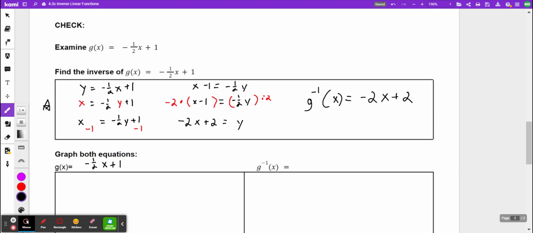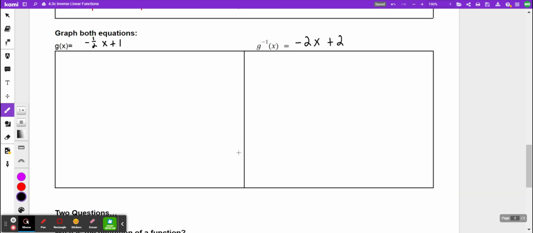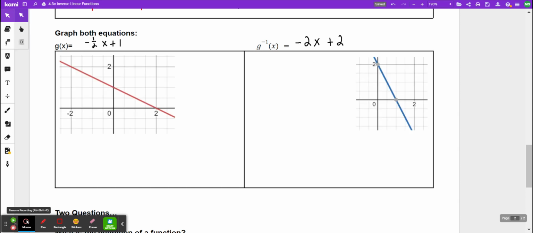So here's our work. We solve for our inverse. We found the inverse. And then we're going to put the inverse and the original function into a graphing calculator. And then we're going to answer the questions. Are they functions? What's the definition of function? And are these functions? Yes or no? And why? So let's do that. So here's our two graphs right here.